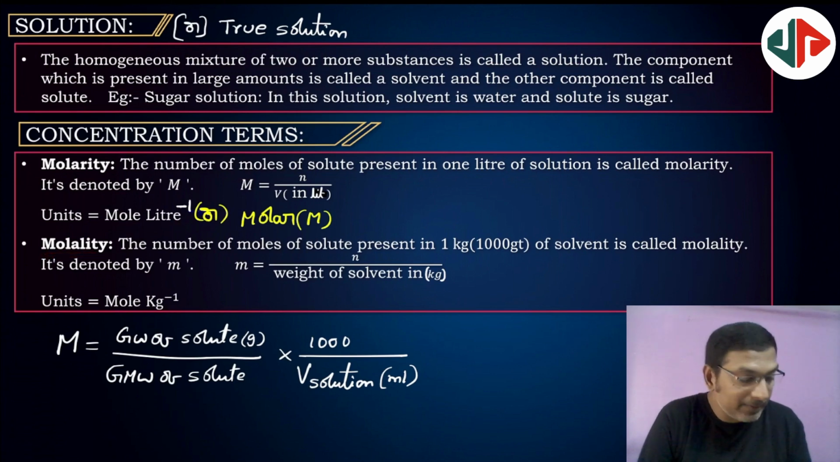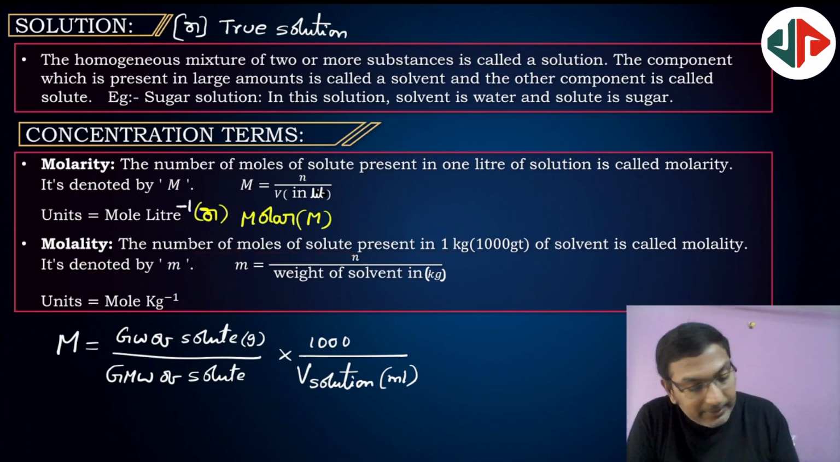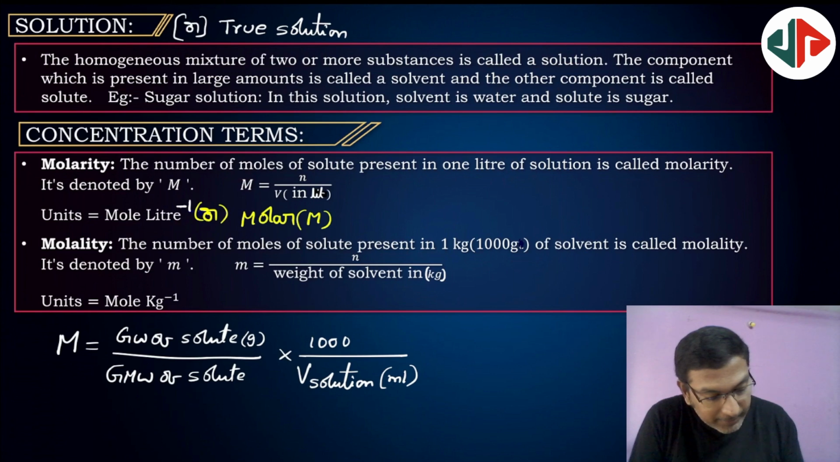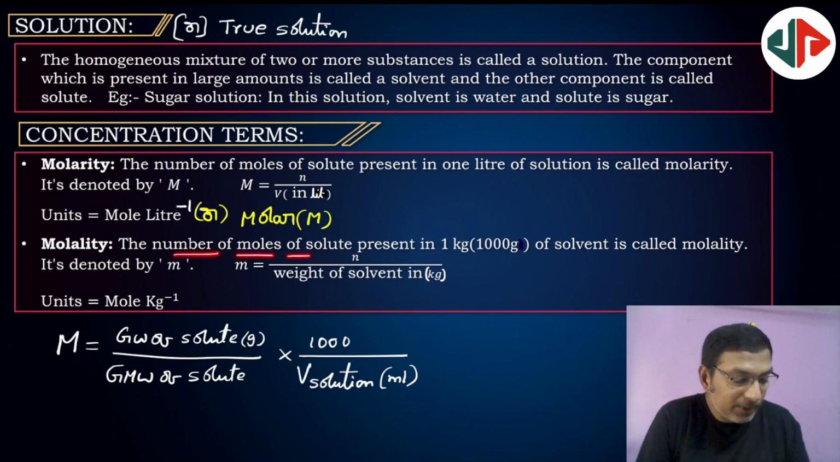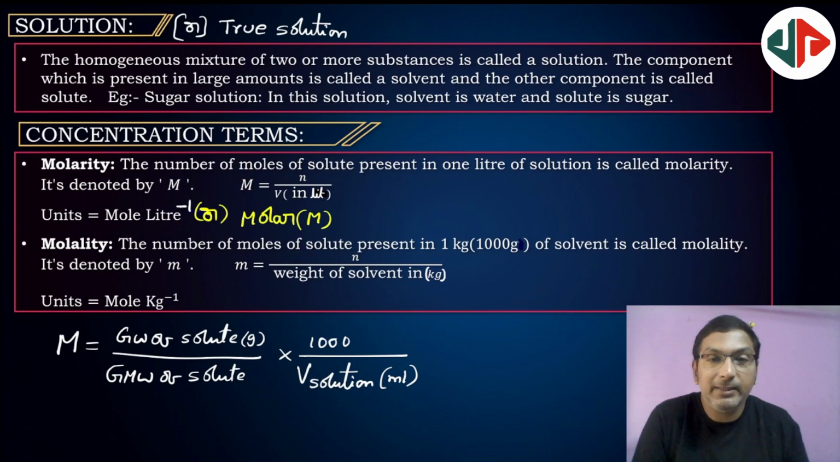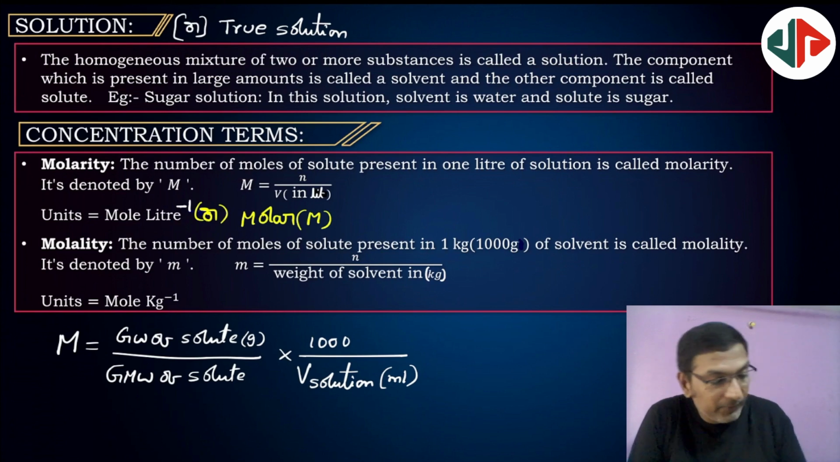Molality denoted with small m. It is the number of moles of solute present in 1 kg, that means 1000 grams, of solvent. So here 1 liter of solution is the definite quantity in case of molarity. Here 1 kg of solvent is the definite quantity in case of molality.